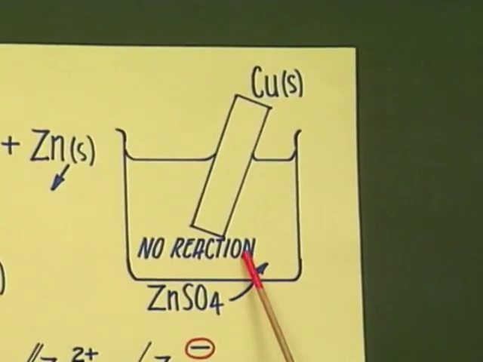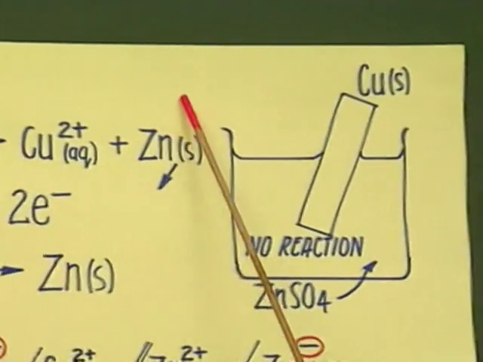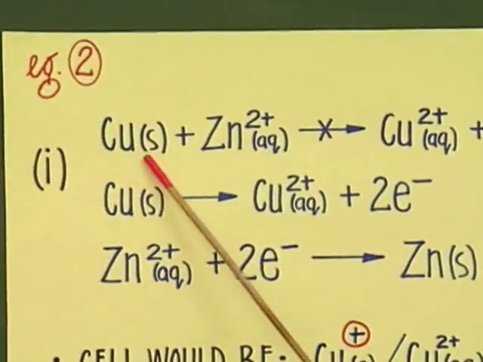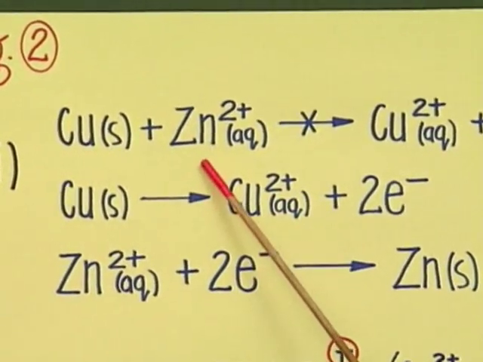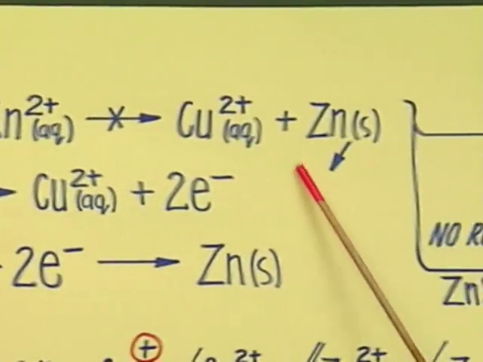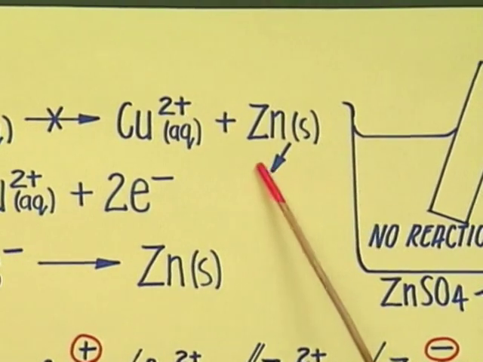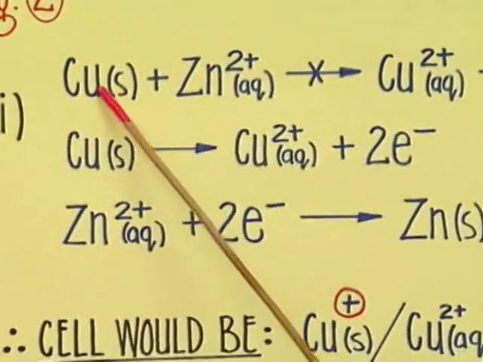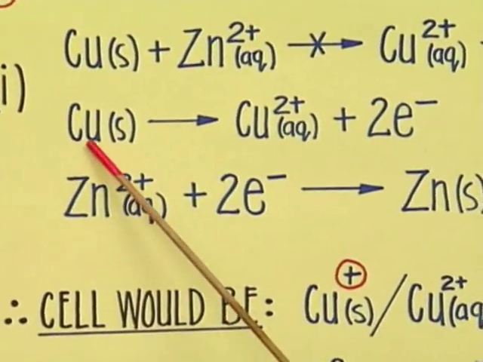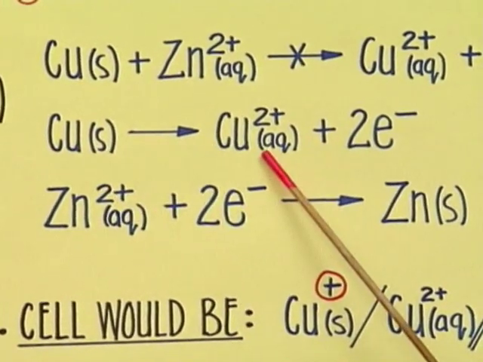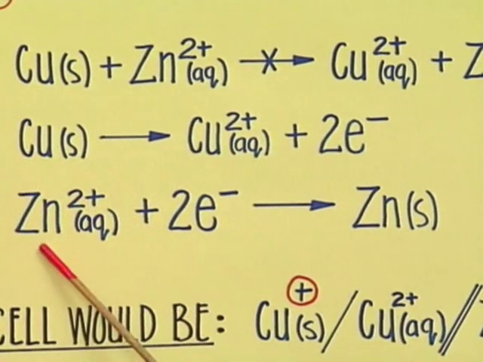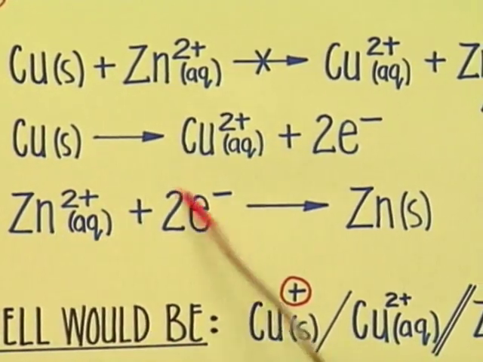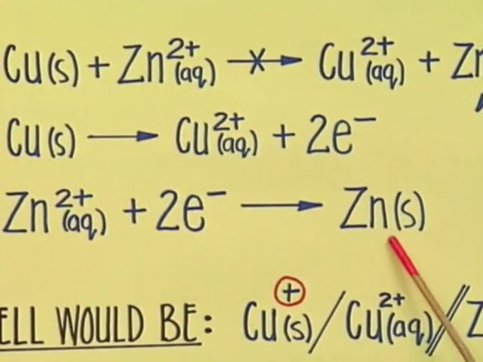If the reaction did take place, then what would your cell reaction look like? It would be the following. Copper would displace zinc ions from solution, if it could, to form copper cations, and zinc would be deposited. The half reactions would be as follows. The oxidation half reaction would take place with copper being oxidized to copper ions, and the zinc ions would have been reduced, if it did take place, by adding electrons to form solid zinc.